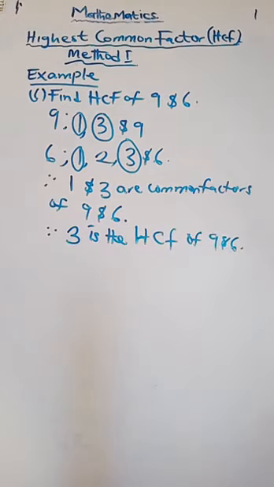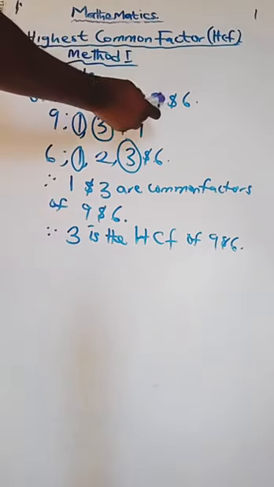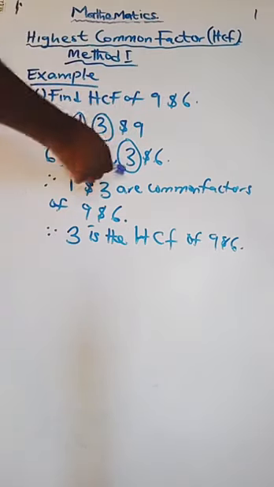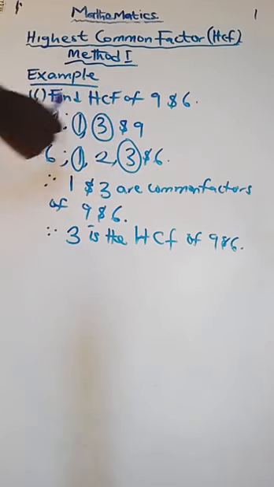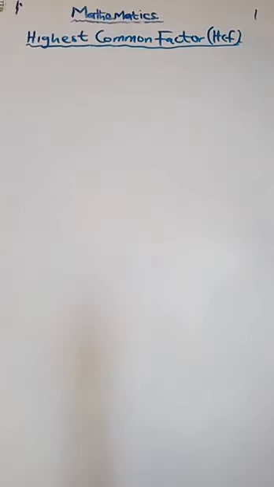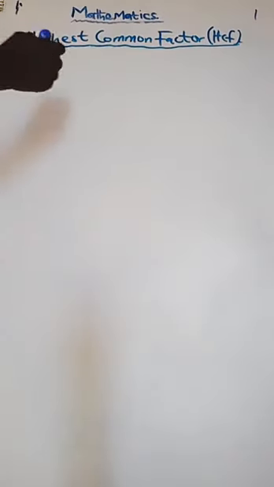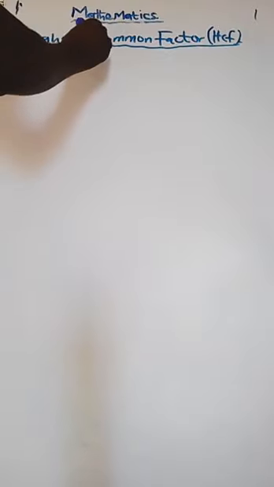So, this is the first method of finding HCF in mathematics. I may not personally recommend this method because it is complex. If you have bigger numbers, you might find it so hard to actually get the common factors easily. So I will not recommend this method based on that. Now let's look at the second method, method 2.